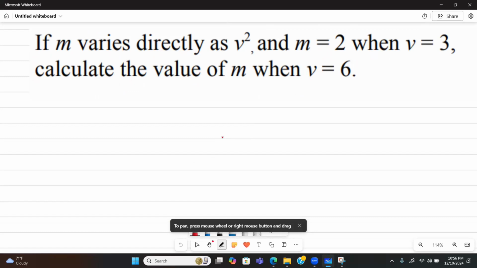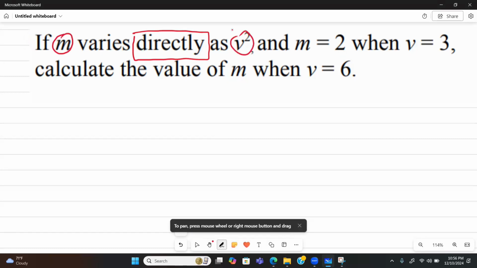Okay, and it says here that if m varies directly as v squared, when m is 2, v was 3, we want to calculate the value of m when v is 6. All right, no problem. Now, first and foremost, before we can do any variation question, we want to identify what type of variation. You could see directly coming out, right? So we know we're dealing with a direct variation. This is my first variable, okay? And this is my second variable.